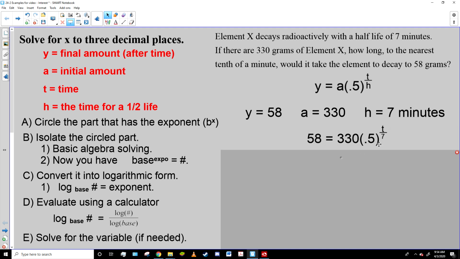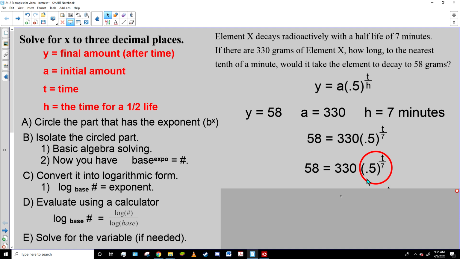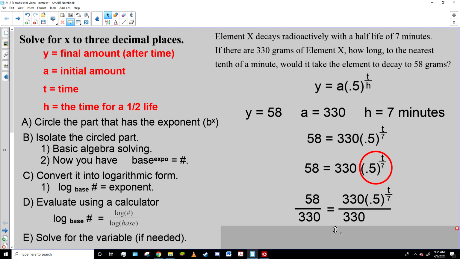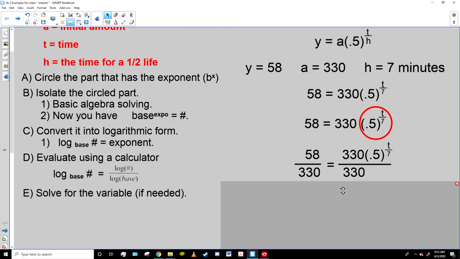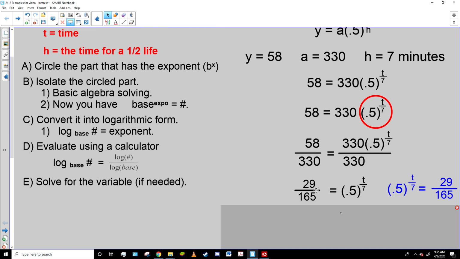And so now that I have my equation, it's obviously exponential. I'm going to go over to the steps I had before, which is first circle the part that has the exponent. Again, this isn't required, it's just to help you understand which piece you need to get by itself, which piece you are solving for. The part that has the exponent, of course, is the 0.5, and this is the part I need to get by itself. So everything not in the circle I have to make go away. I had to get rid of this 330. Well, what's the 330 doing? It's multiplying. So how do you undo multiply? You divide. So we divide both sides by 330, and that gives me this fraction, 29 over 165, or you can get an ugly decimal.